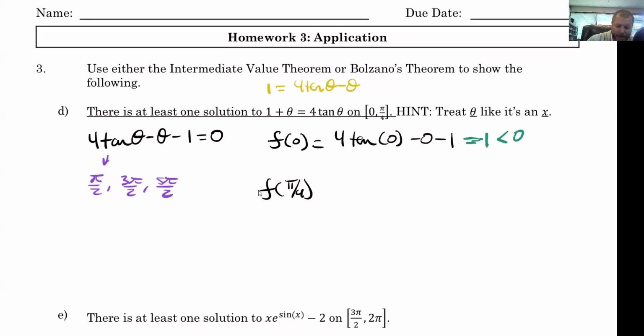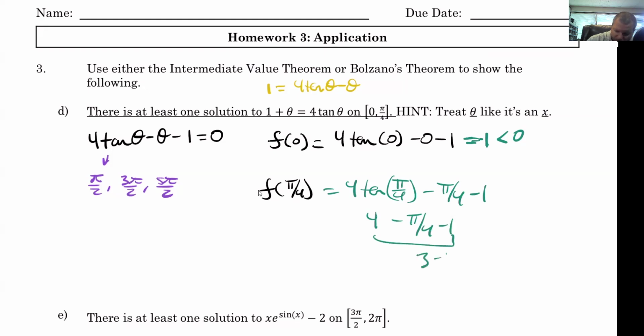So hopefully the other one is going to be positive. We're going to get 4 times the tangent of pi over 4. Tangent of pi over 4 is equal to 1. So this is going to be 4 times 1 minus pi over 4 minus 1. All right, so 4 minus 1, that's going to be 3. 3 minus pi over 4. I could figure this out if I really wanted to, but I know that pi is like 3-ish, 3.14. So this is like 3 minus about 3/4. Any way that you slice it, this is going to be greater than 0. So using Bolzano's theorem, we have a negative y value at one endpoint and a positive y value at the other endpoint.